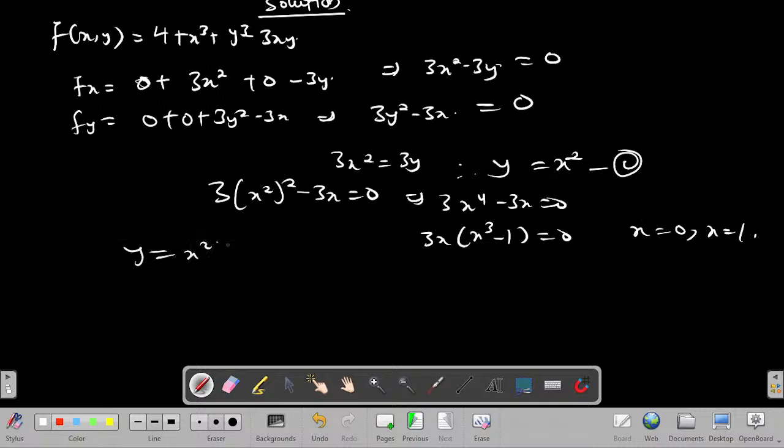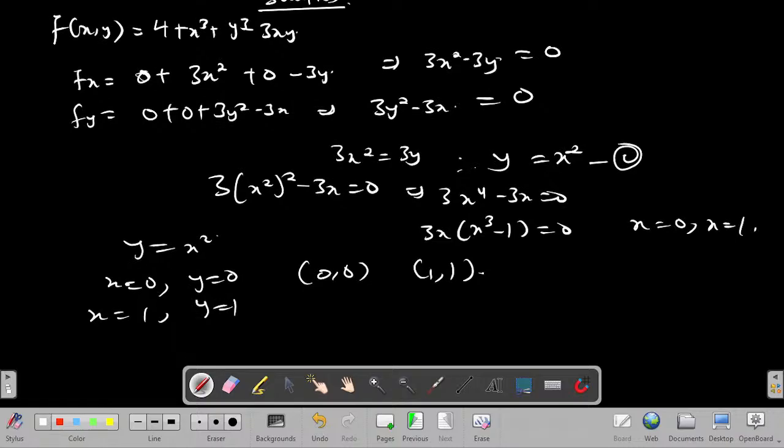Now, you know that y is equal to x squared. So when x is equal to 0, y will be 0. When x is equal to 1, y will be 1. Therefore, our critical points are (0, 0) and (1, 1). We have identified our critical points. Good.